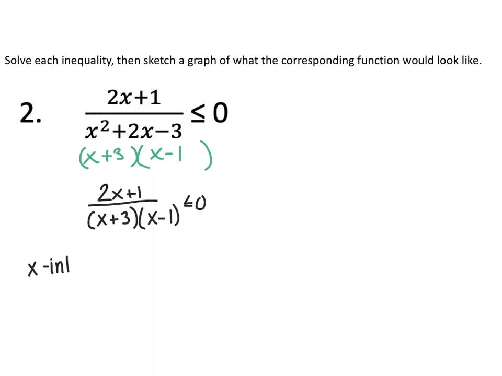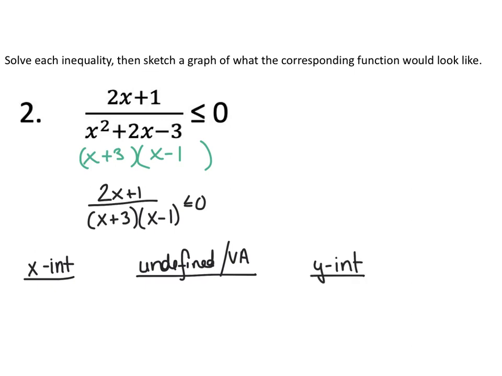And I'm going to find the zeros, which would be my x-intercepts, and any undefined values, which I see I'm going to have some vertical asymptotes. I won't see any holes here. And then I will do my y-intercept for the corresponding function, and I'll look at end behavior. So for my x-intercept, I let the numerator equal 0. So I will have an x-intercept at -1/2.